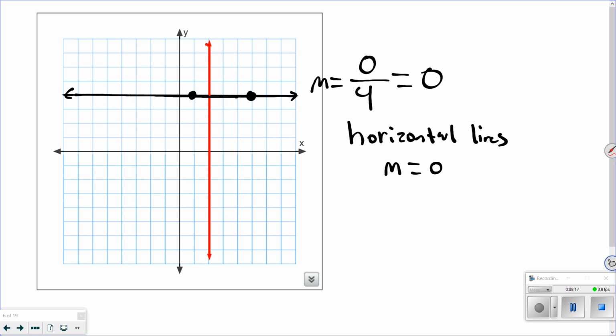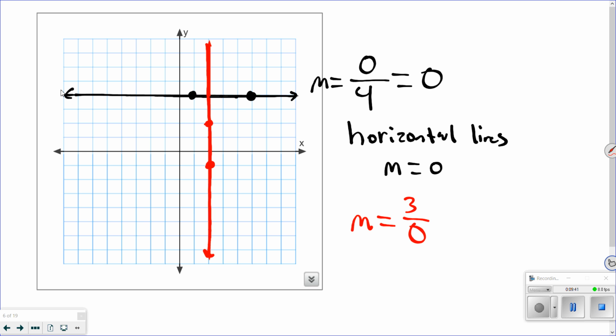This one's a vertical line going that way. Let's pick 2 points on there. It doesn't matter where the points are. Let me put a couple points there. Okay, think of your vertical change. From here, it's going up 1, 2, 3. It's going up 3. So my slope is equal to 3 over... And how far is it going over? Well, it doesn't go over at all. There's no horizontal change. So the horizontal change is 0.